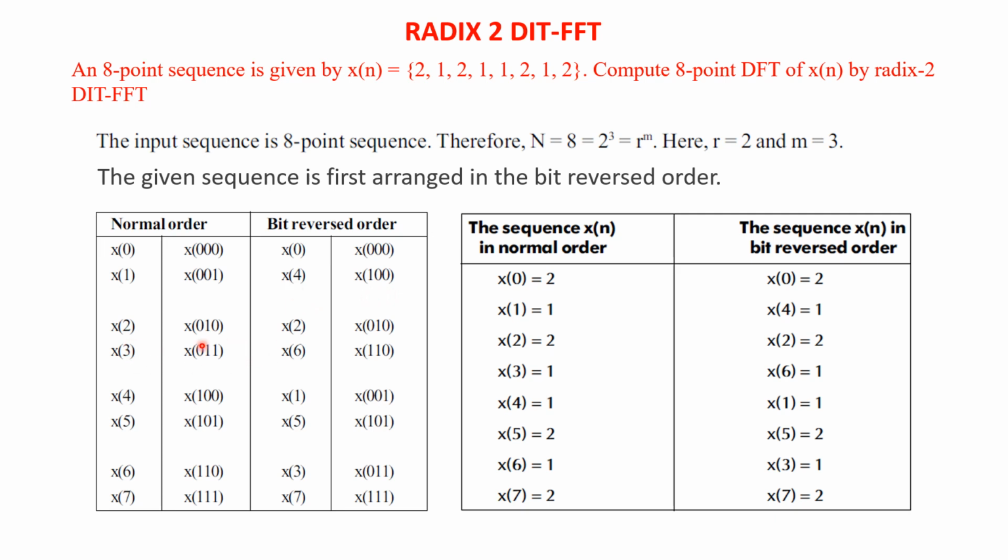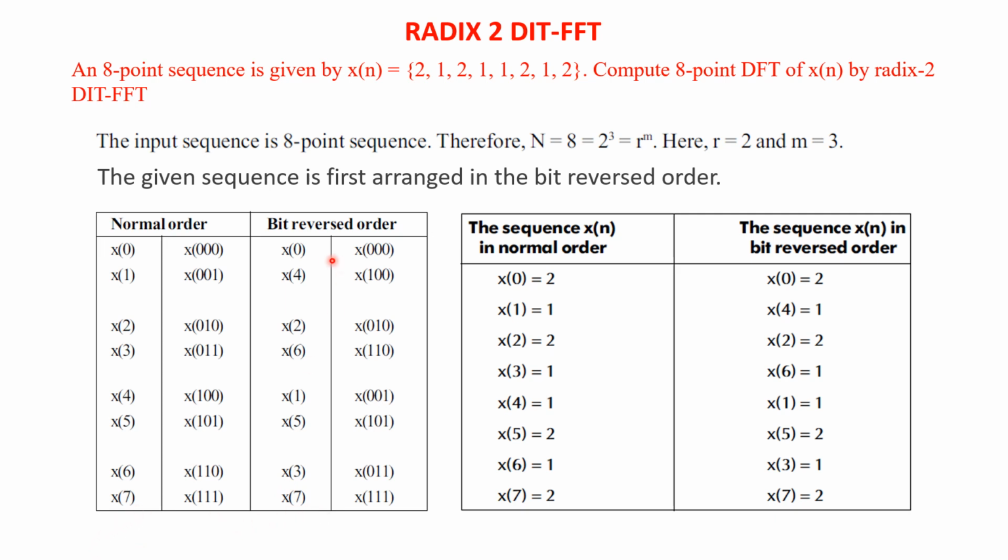And x of 2 is determined by 0, 1, 0, and if you reverse it, we get the same sequence again. So x of 2 is x of 2. And for x of 3, the bits are 0, 1, 1, and if you reverse this, we get 1, 1, 0. The equivalent decimal number is 6. So x of 3 will be transformed into x of 6 using the bit reversal technique. In a similar way, x of 4 becomes x of 1, and x of 5 becomes x of 5. X of 6 changes to x of 3, and x of 7 changes to x of 7.